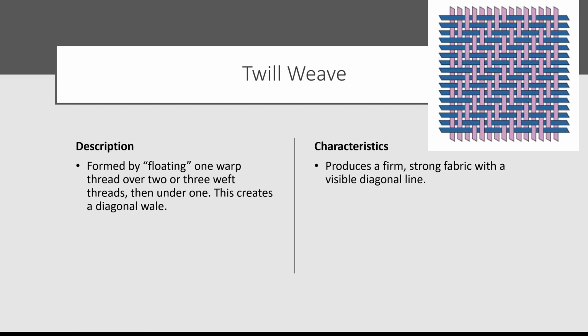You have your twill weave, which is formed by floating one warp thread over two or three. And so it's like over two, under one, or over two, under two, over two, under two, over two, under two. The way that I always remember this one is that twill starts with TW and two starts with TW. So that's how I always remember that weave. This creates a diagonal wale, and it creates a stronger, more firm fabric with a visible diagonal line if you were to look closely at the fibers.